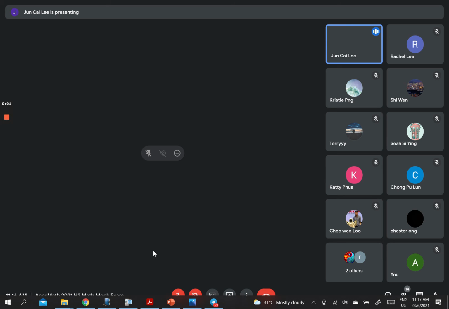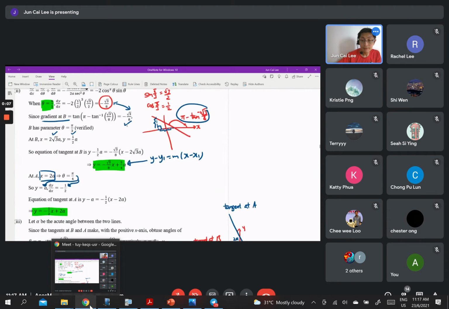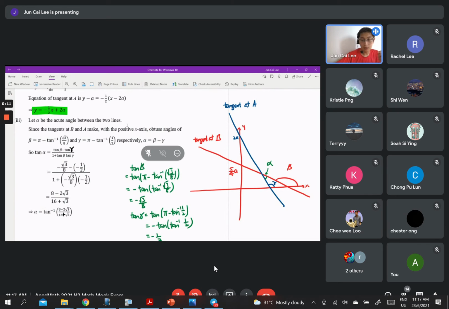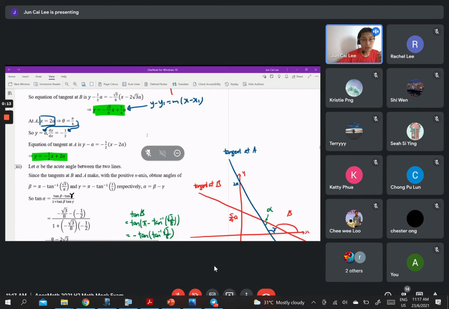Right? The two lines make angles with the positive y-axis. So they all come here in that. So let me zoom out for a while. So later I share screen again. Okay, so basically, if it helps to visualize, you can use the equations that you found just now.